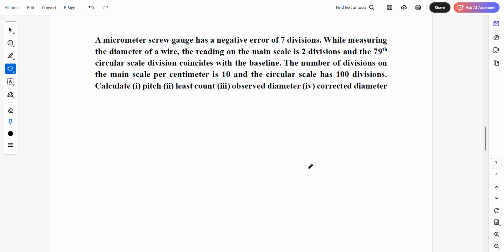It is saying a micrometer screw gauge has a negative error of 8 divisions. While measuring the diameter of a wire, the reading on the main scale is 2 divisions and the 79th circular scale division coincides with the baseline. The number of divisions on the main scale per centimeter is 10 and the circular scale has 100 divisions. Therefore, how much is the pitch?